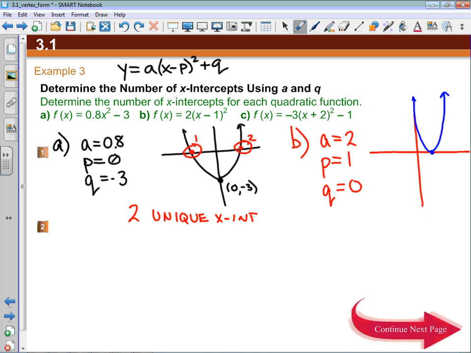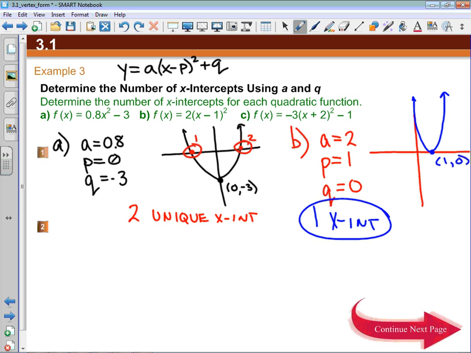And the vertex is on the x-axis itself, so there will be 1 x-intercept. There's only one location where this function is equal to 0. And what's kind of nice about vertex form is that the function is equal to 0 when x is equal to 1, because the vertex itself, (1, 0), is where the function is equal to 0.